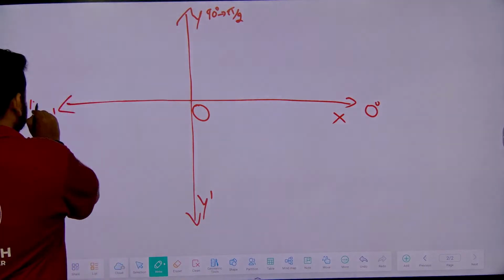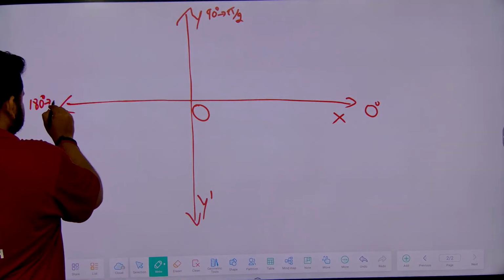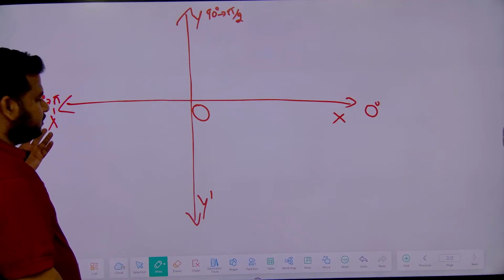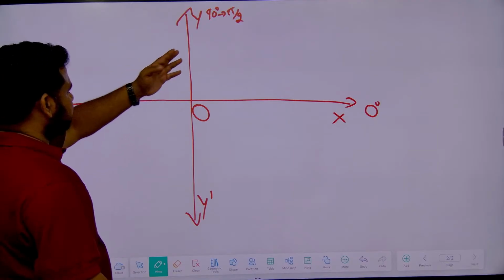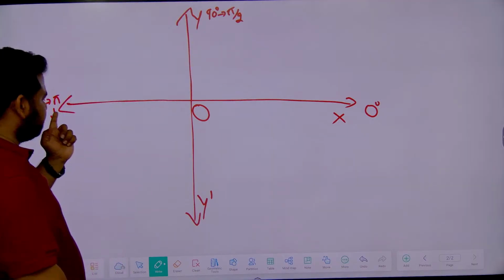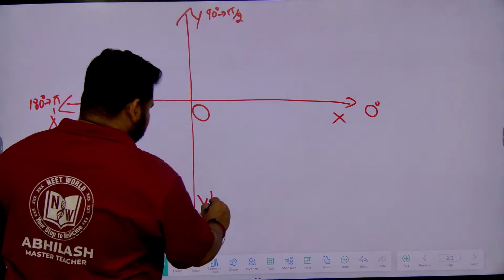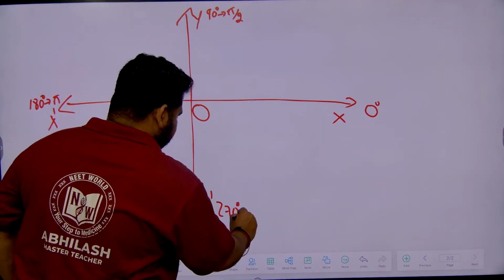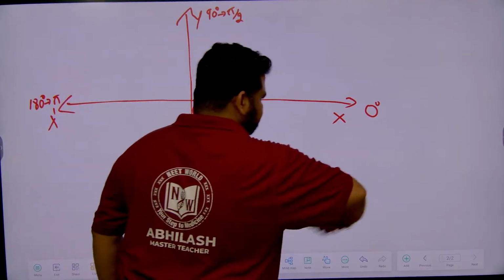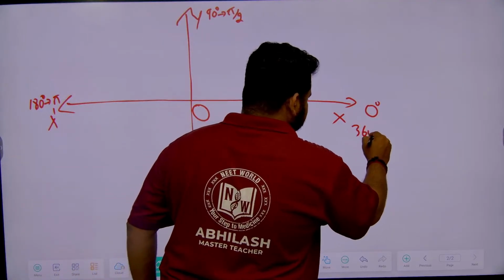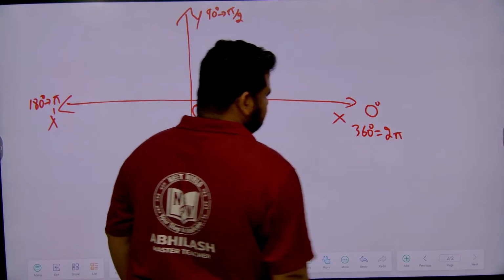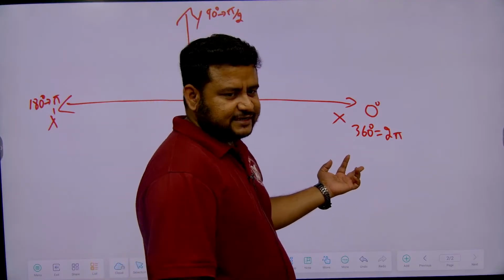And this will be 180 degree, in radians you write it as pi. And this is 270 degree. You will write it as 3 pi by 2. And this finally when you complete, this will be 360 degree. You will write it as 2 pi. So here only you will get the relation between degree and radians.